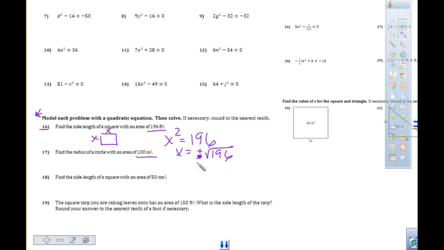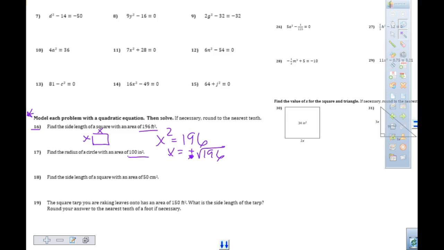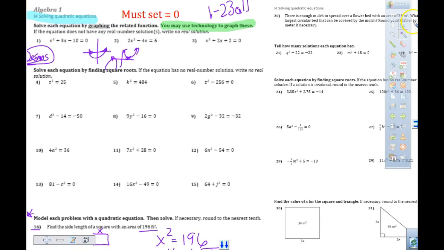You will see some problems like 30, 31 on your quiz. So we're going to do 1 to 23 all, and then we're just going to do the evens on the rest. Okay, so for 24 to 30, only do the evens on that page. That's tonight's homework. You don't have to graph any of them now.